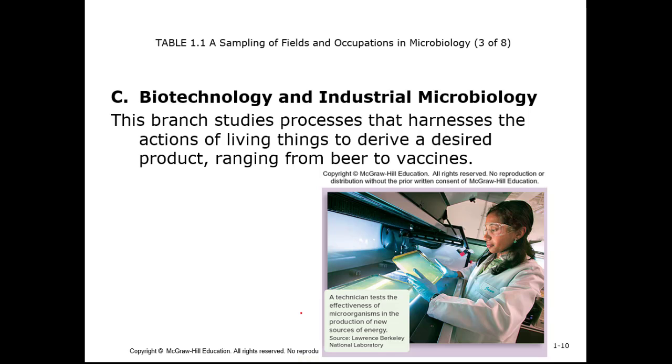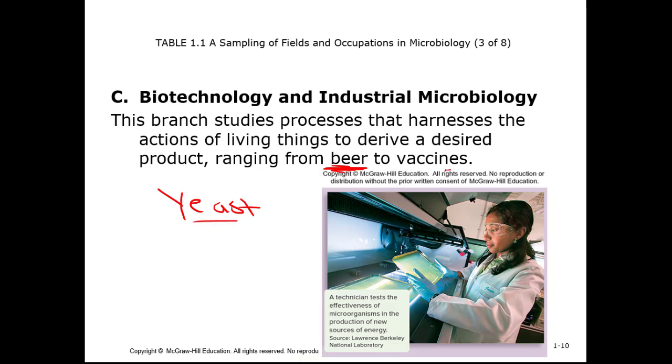Another field is biotechnology. So, this is when we take microorganisms and we use them to produce really valuable products that we want and that we could sell and make a lot of money on. So, for example, I'm sure you know that beer, wine, alcohol, things like that are fermentation products of yeast or bacteria. We can actually take the waste products of these microbes and produce stuff we like, like beer.